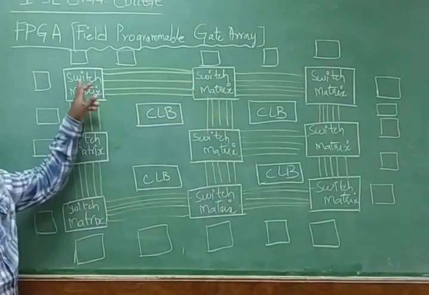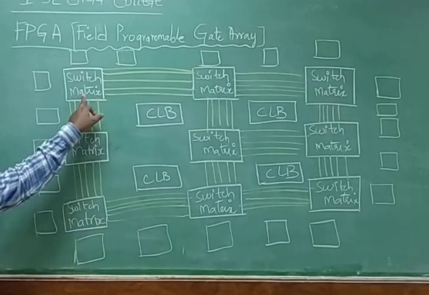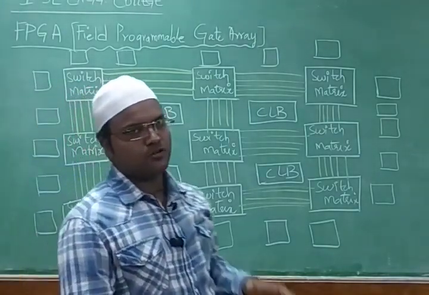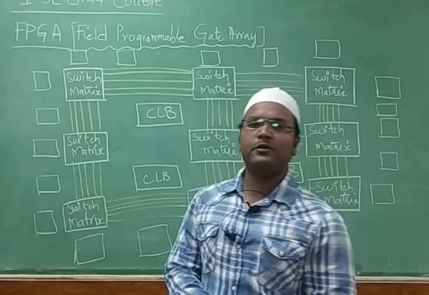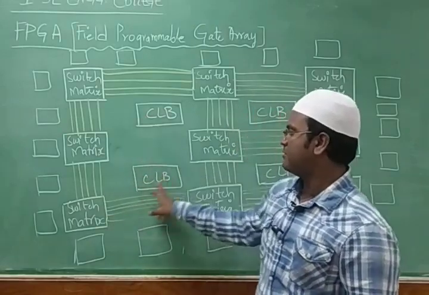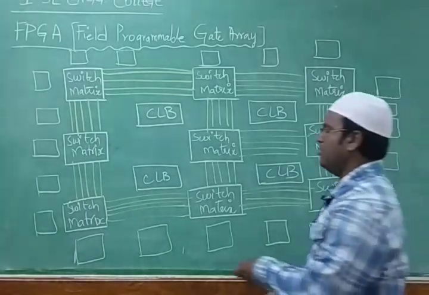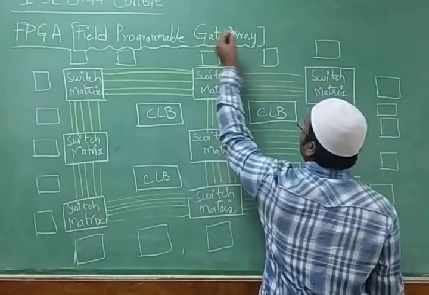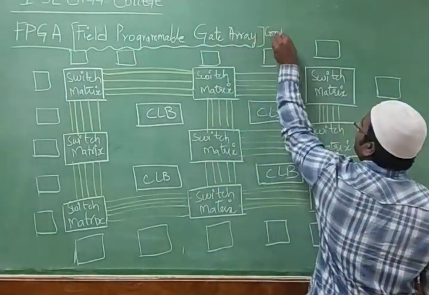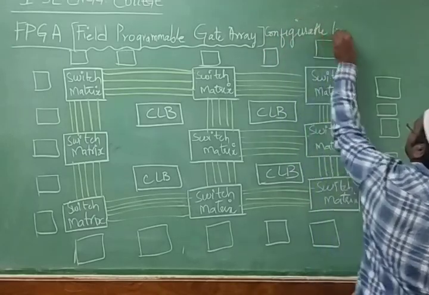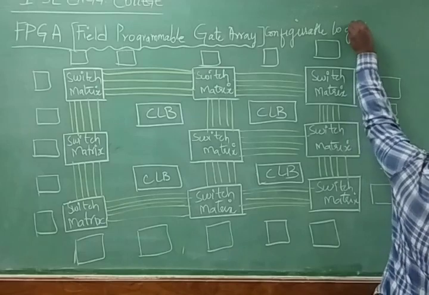It consists of a switch matrix. So what is the FPGA going to do? FPGA consists of a switch matrix and configurable logic blocks, CLBs. As you can see, CLBs are called configurable logic blocks. I'll write here: configurable logic blocks.